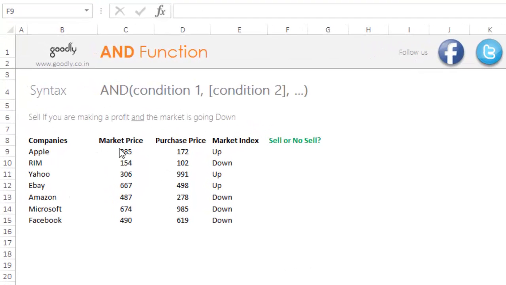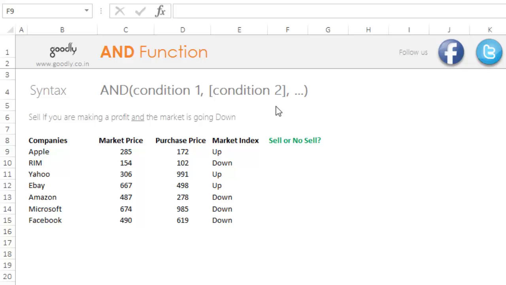We have companies again, we have the market price, we have the purchase price, and we have the market index up or down. And the decision that we have to make is sell or not sell the stock. So you're going to sell the stock if two things stand in your favor. That means you're making a profit and the market is going down. If both the things go in your favor, you're going to sell the stock. Otherwise you will not sell the stock.